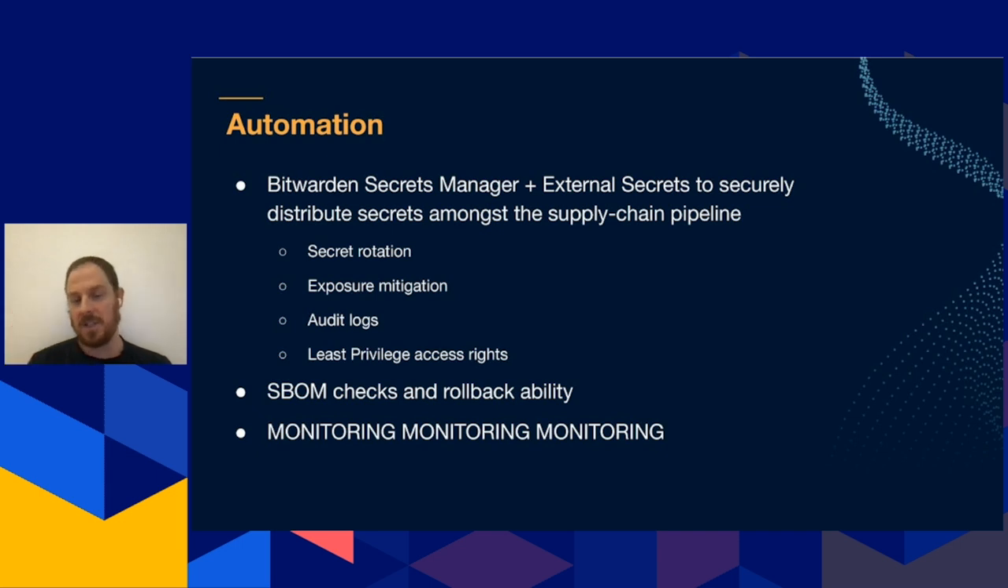Bitwarden, secret manager together with external secrets now. You can use secret rotations like this, exposure mitigation. So basically, even if there is an attack, people still won't have access to all of the information. They will only have access to a tiny amount of information, and it can be rotated very quickly. Audit logs, least privilege access is very important, so your stuff can't be accessed by just anyone. And SBOM checks and rollback ability are also very important ones. SBOM checks can be used to verify something is still the same thing, and monitoring.